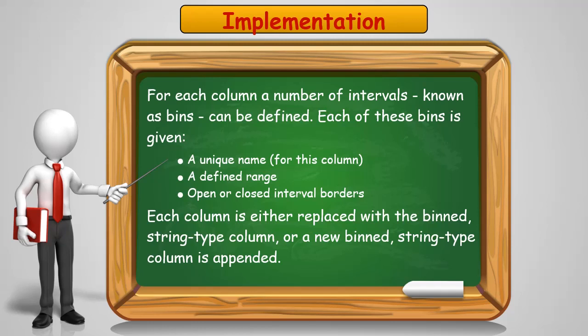When I'm implementing binning on continuous variables, I'm going to do that on intervals. And each of those intervals is going to be given a unique name, a definition of the range, and open and closed borders, where it starts and where it ends. And then each column is either placed within the bin, a string type column, or a new binned column. And I'll show you how you can do this. Well, let's just take a look at an example right now.